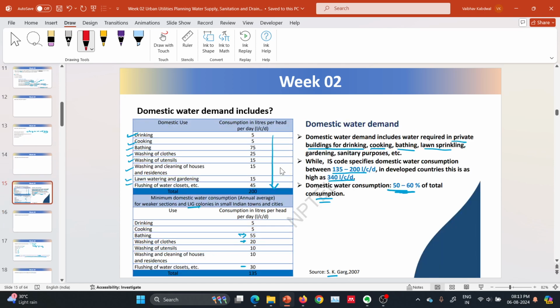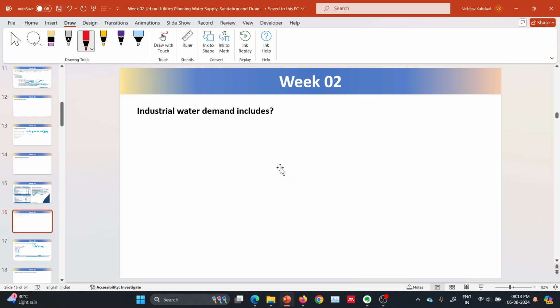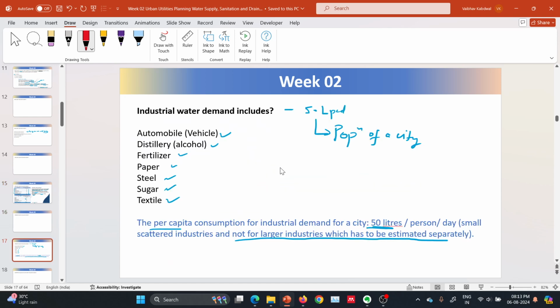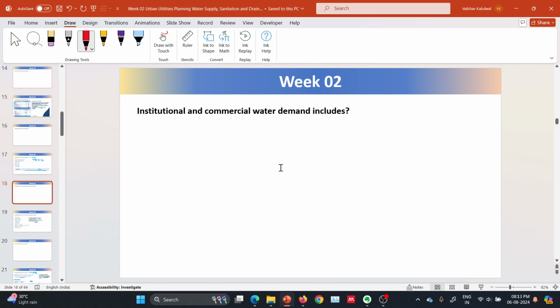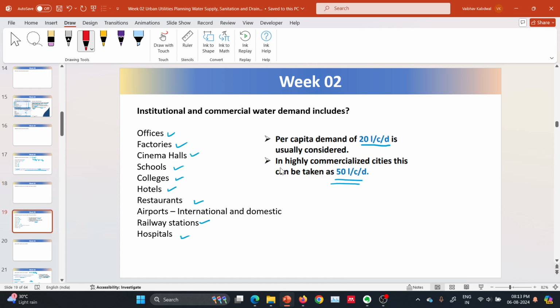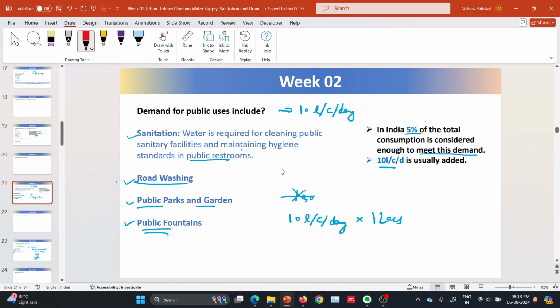So the domestic water demand is for all the domestic purpose. Industrial water demand is for the industries like fertilizer, paper, steel, sugar, textile, automobile. And institutional demand includes office, factories, cinema halls, schools, colleges, hospitals, and all. For public uses like for road washing, for public gardens and parks, and public fountains. So all these water required for the public uses.